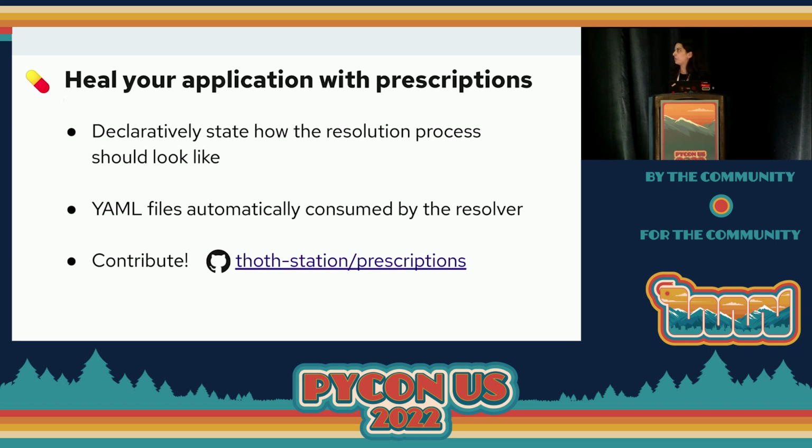So now I want to talk to you about prescriptions and how they can help you heal your Python applications. What we call prescriptions are in fact an example of configurable pipeline units that we use in the Thoth resolution process. They are simply declarative YAML files stating how the resolution process should look like. And they are a way to formalize developers' knowledge about dependencies into units which are automatically consumed by the resolver to compute the software stack recommendations.